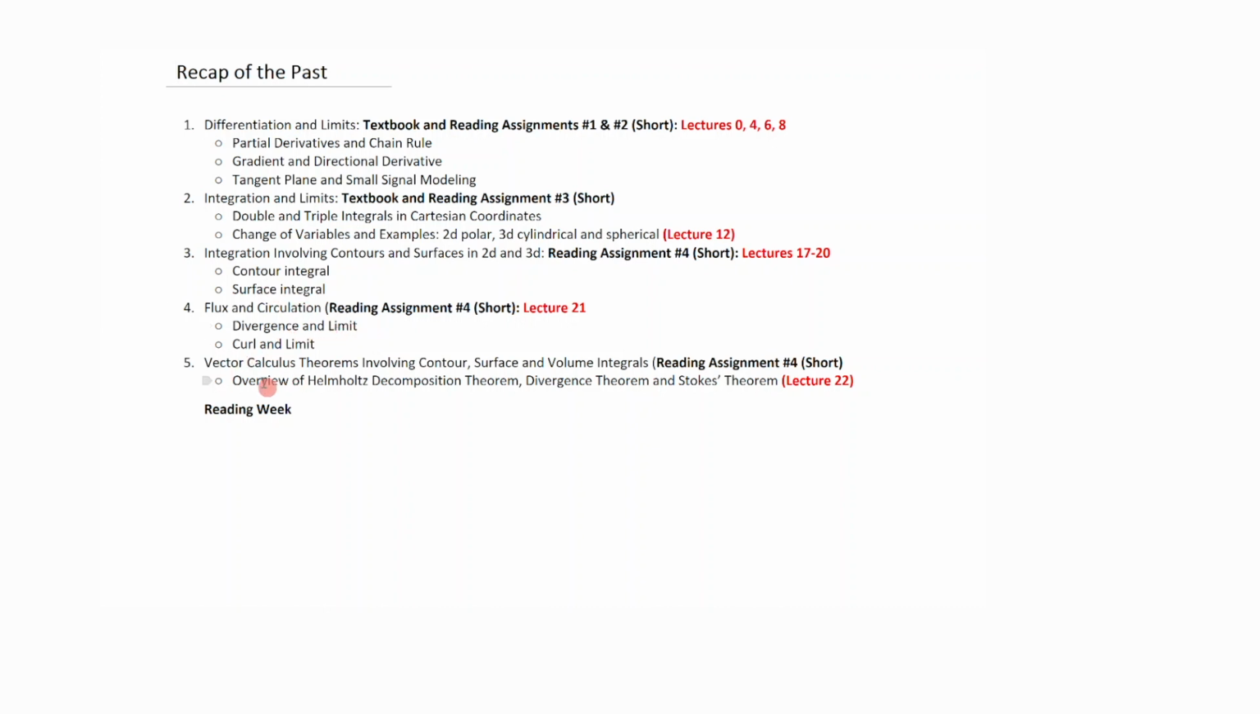And then basically, we just have vector calculus theorems involving contours, surface, and volume integrals. And this is again from reading assignment 4, short. And we've just described the overview of the Helmholtz decomposition theorem, divergence theorem, and Stokes' theorem, and this basically is contained within lecture 22. All right, and so basically we are now at a point where reading week is upon us, and so where are we going to go after this?